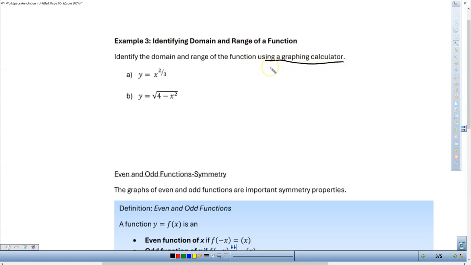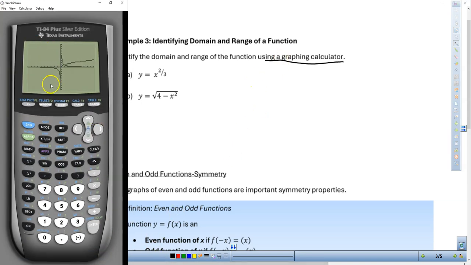Because the first two functions we looked at were very simple that we could look at and easily pick apart. But what about something that's a little more complex, like x to the 2/3, or the square root of 4 minus x squared? So what we're going to do for these two is grab that graphing calculator again. I'm going to clear these two functions out and set it up with those two functions. So I have x to the power of, in parentheses, 2 over 3.